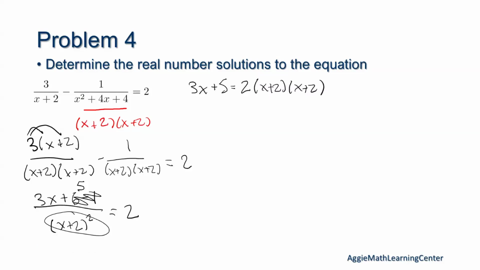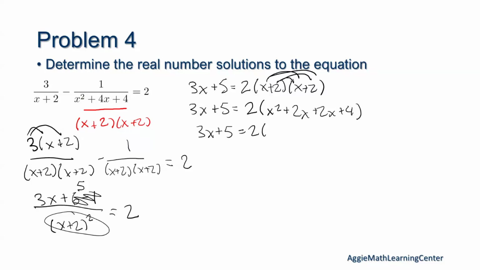Now I'm going to FOIL this. So we'll have 3x plus 5 is equal to 2 times: onto the top first, x squared plus 2x. Then here, plus 2x plus 4. Just going to simplify that. It's equal to 2 times x squared plus 4x plus 4. Okay, now I'm going to multiply the 2 through to all 3 of these terms.